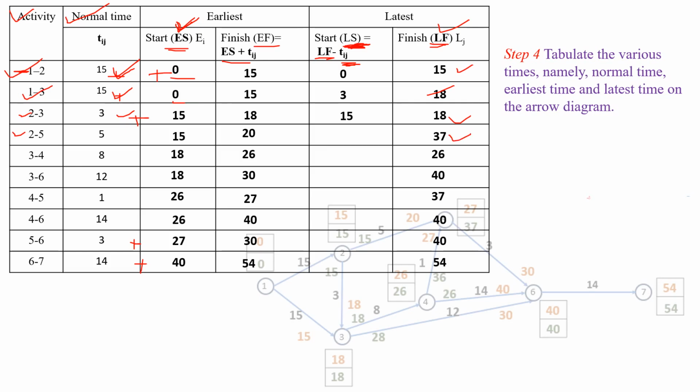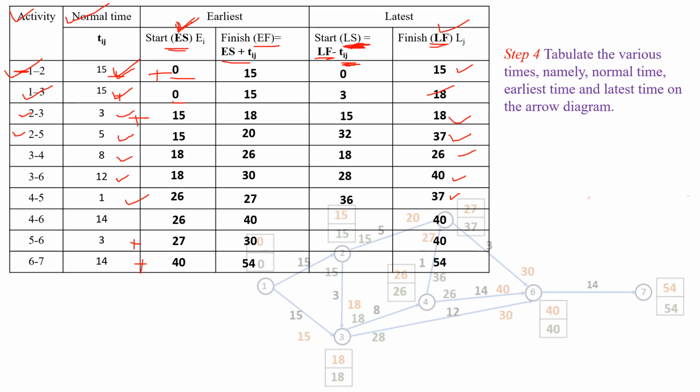Next one, 37 minus 5, that is 32. And next one is 26 minus 8, that is 18. And next activity 3 to 6. So latest finish time is 40 and the normal time is 12. Then 40 minus 12, it will become 28. And next activity 4 to 5, 37 minus 1, it will become 36.